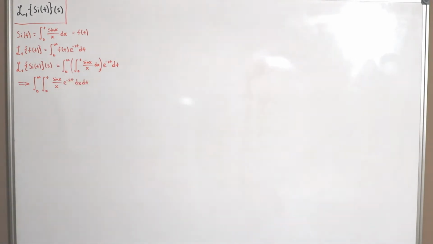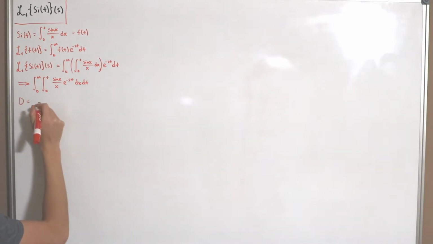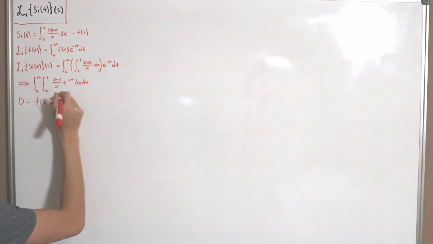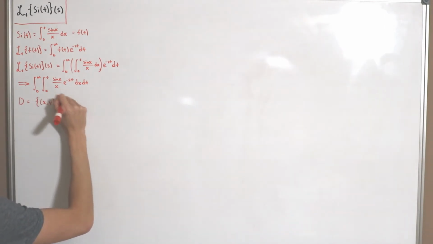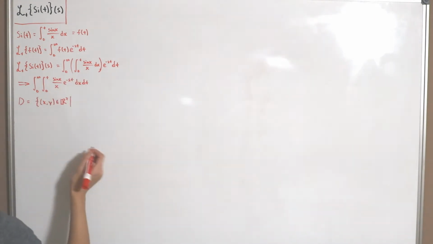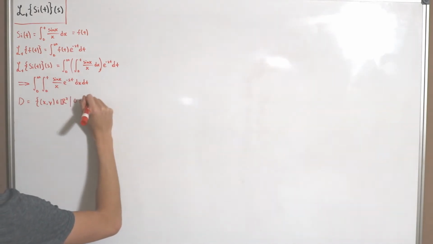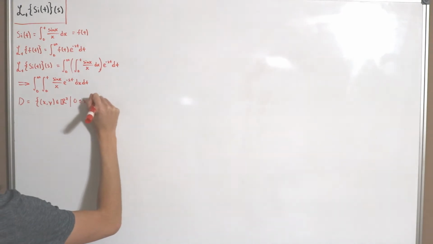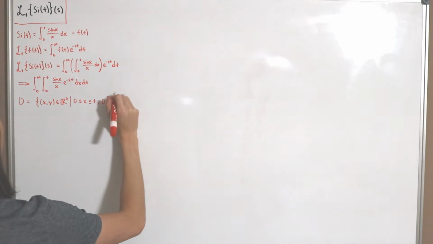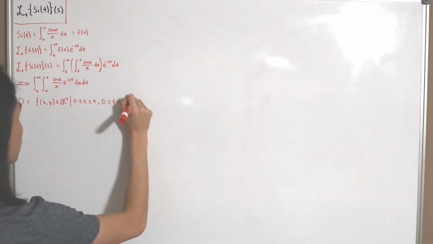As you can see, we have our domain over here, which I'll define as capital D. It is defined as the following set: x and y in Cartesian coordinates in the plane, such that the bounds are 0 less than or equal to x less than or equal to t, and 0 less than or equal to t, which is strictly less than infinity.